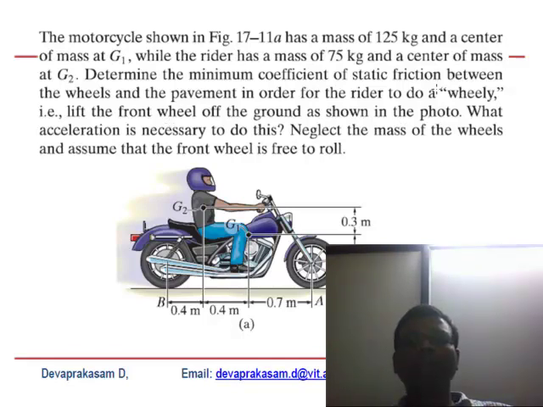If you see the term wheelie, you have to read it very carefully. The wheelie means he is raising the front wheel. So the friction at the front wheel is 0. Neglect the mass of the wheels and assume that the front wheel is free to roll, so there is no friction. Emphasize that.